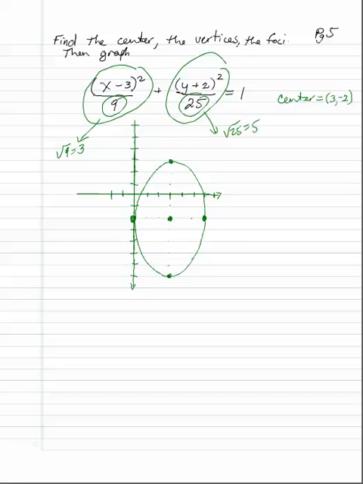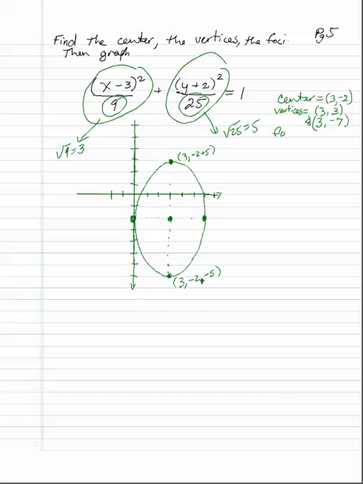And then now let's answer the vertices. And then you notice where's the bigger number? Under y. So we're going to add and subtract 5 to the y coordinate for the center. We want to know what that point is. So if I go up 5, it's 3, -2 plus 5, which is 3, 3, which I can just read it off my graph too. That's the other thing. And then when we go minus 5, that's 3, -2, minus 5. So that would be 3, -7.